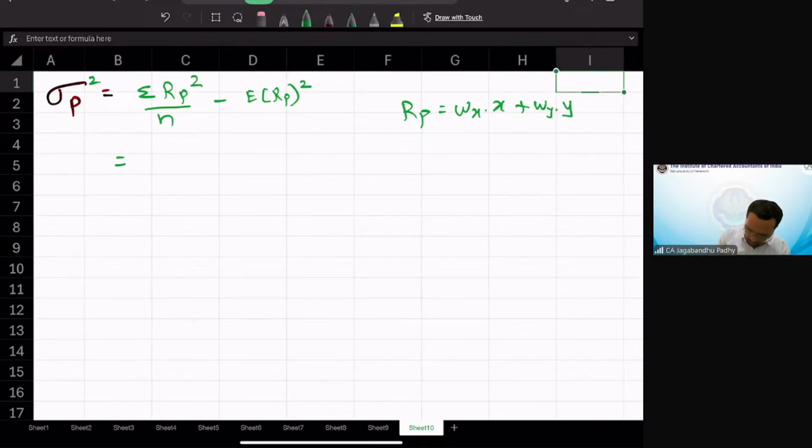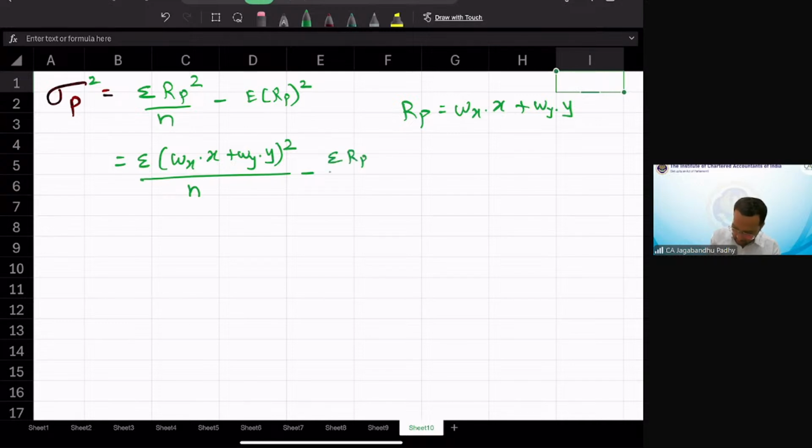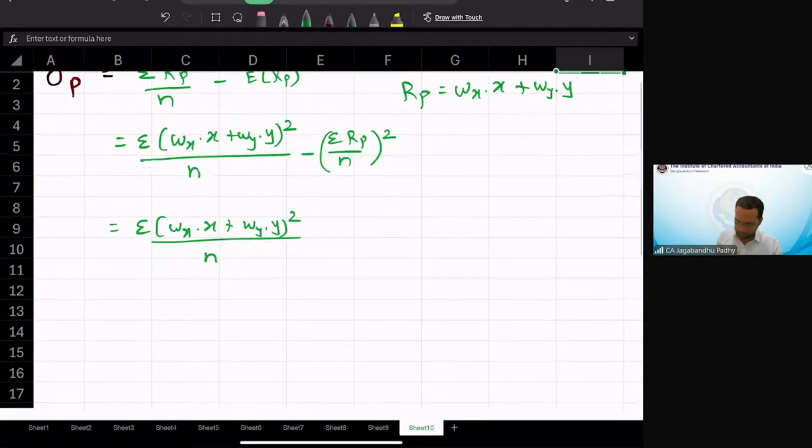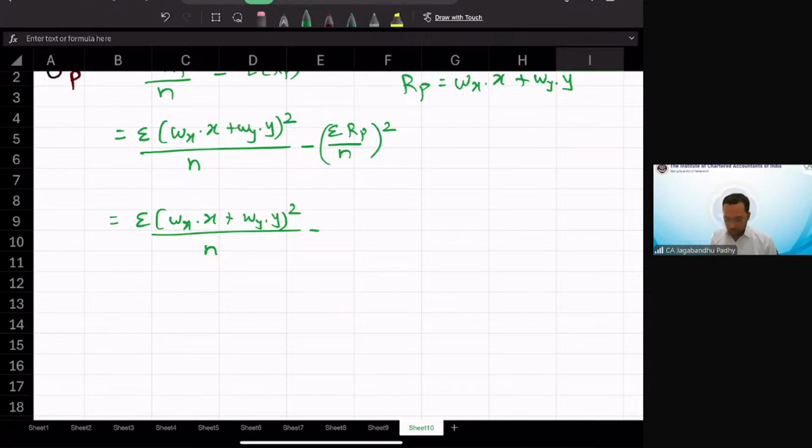So wherever I see RP, I can substitute that this is summation of weight of x into x plus weight of y into y, the whole square divided by n minus. Now, how did we get the expected return? Expected return was simply summation of return of portfolio upon n, and this was squared fully. So this is going to be summation of weight of x into x plus weight of y into y, the whole square upon n minus return of portfolio.